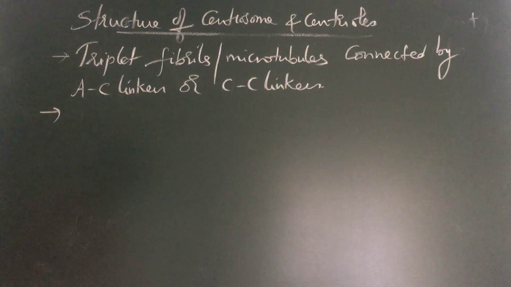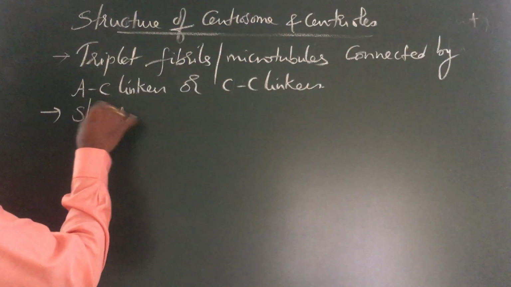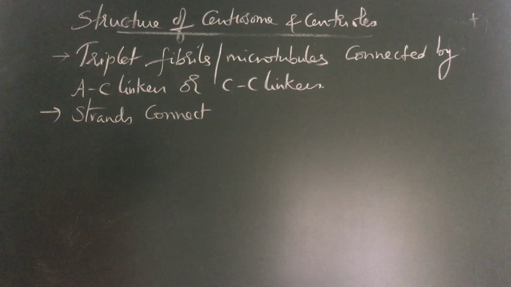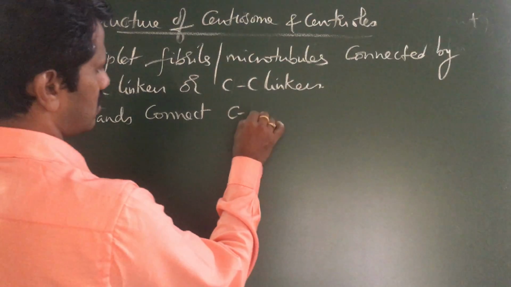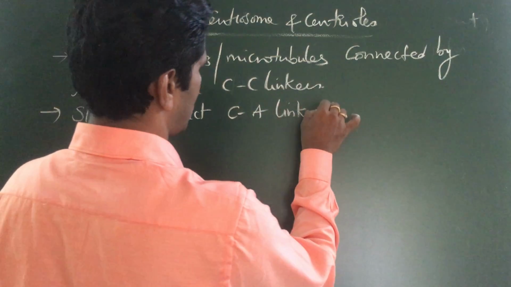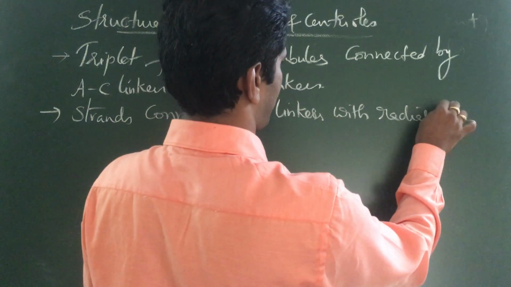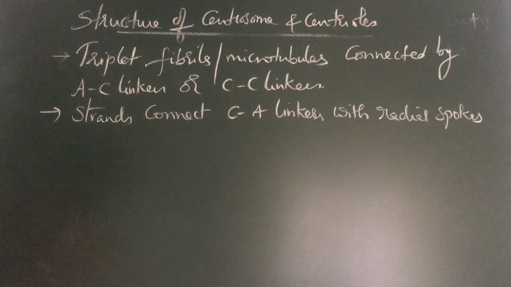And the radial spokes: the strands connect the CA linkers with radial spokes.